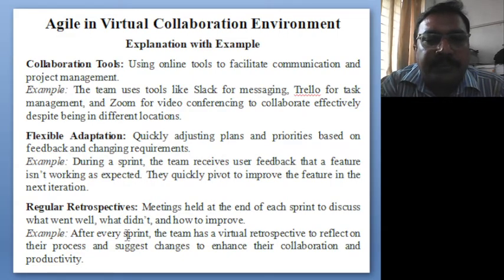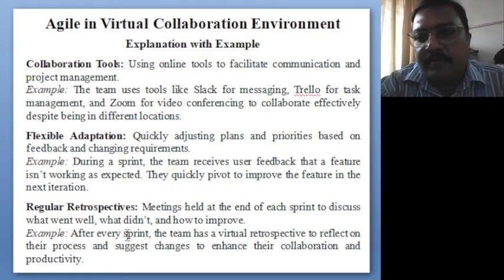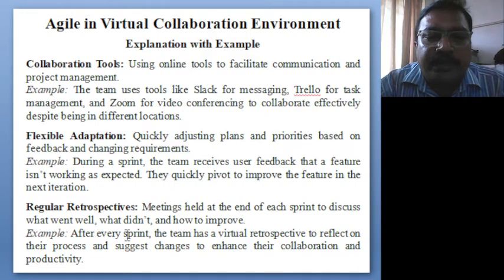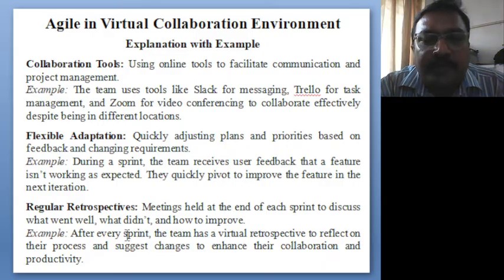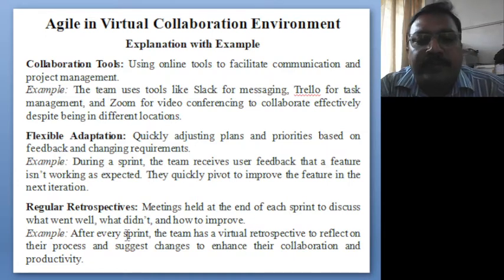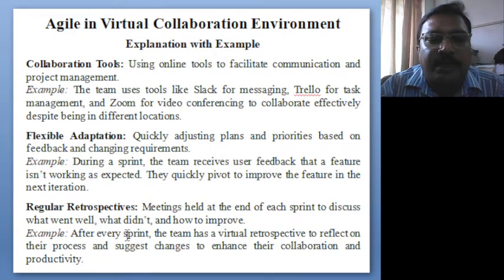Then flexible adaptation, quickly adjusting plans and priorities based on feedback and changing requirements. For example, during a sprint, which is a 1 to 4 week time, the team receives user feedback that a feature isn't working as expected. So they quickly pivot to improve the feature in the next iteration. If they find that it is not working, they can change it immediately. That is called flexible adaptation.